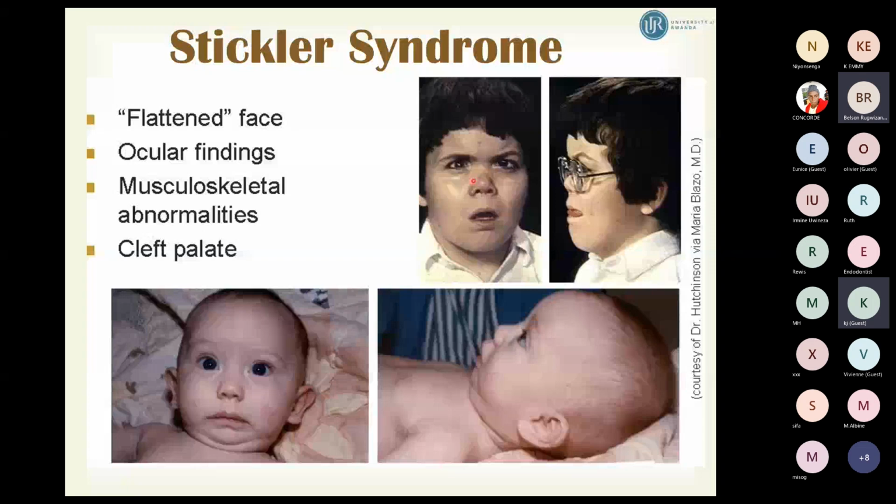Musculoskeletal abnormalities and cleft palate, they used to have a cleft palate, these ones. So Beckwith-Wiedemann syndrome, I think this is a severe syndrome because there is a tumor which is very frequent in children called rhabdomyosarcoma, a cancer arising from skeletal muscle. It affects small children usually. So this is one of the risk factors.